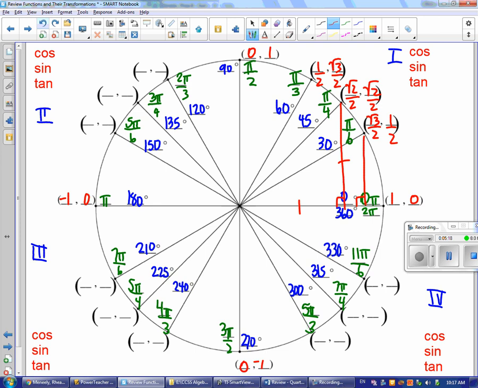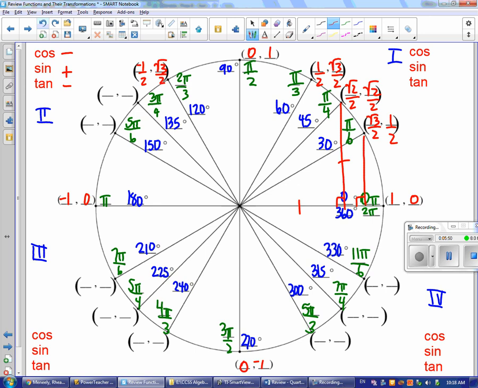So if I'm looking at 2 pi over 3, any of my pi over 3s are going to start with a 1/2 and then have the square root of 3 over 2. I just have to remember which values are positive and which values are negative. So in quadrant 2, it's my x value that is going to be negative. So in quadrant 2, the cosine is negative and the sine is positive. And then because tangent is just the sine over the cosine, it would be negative as well. So in quadrant 2, this is going to be negative 1/2. This will be a positive square root of 3 over 2.